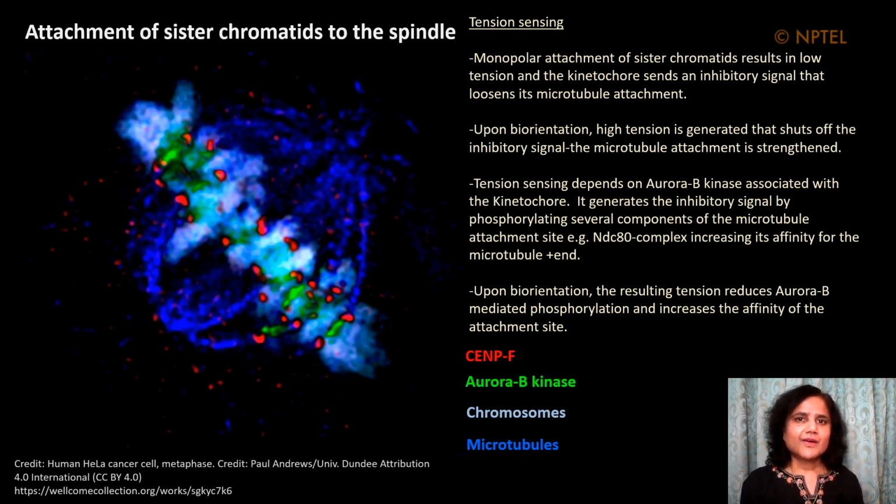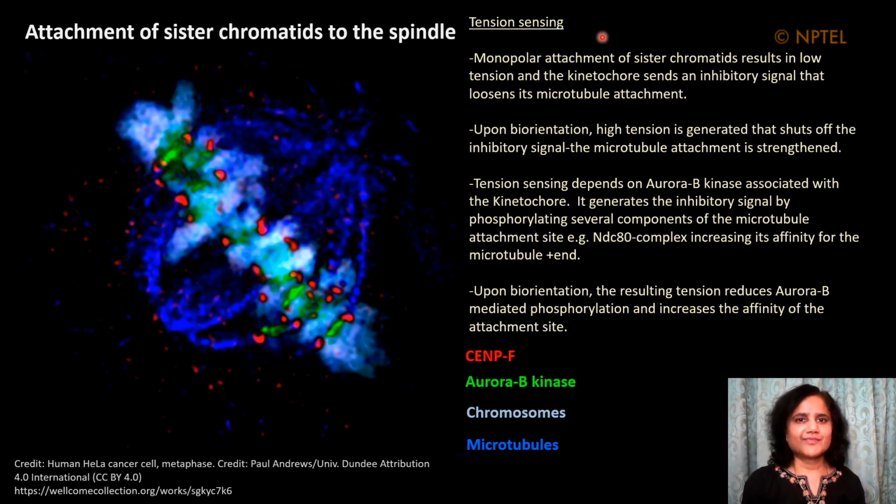The kinetochore also senses tension. So if there was to be monopolar attachment of sister chromatids, it results in a low tension, and under such a situation, the kinetochore sends an inhibitory signal that loosens its microtubule attachment. Upon biorientation, that is when both the kinetochores of a sister chromatid pair are attached to microtubules coming from opposite poles, a high level of tension is generated, and this shuts off the inhibitory signal. And when this happens, the microtubule kinetochore attachment is strengthened. It becomes stronger or more stable.